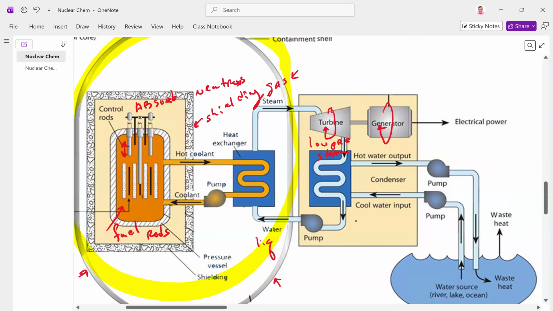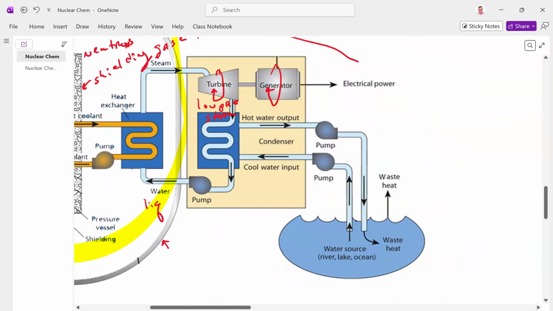So this part is like the coal-fired plant. The heat source is different with nuclear power. And then you need to have a water source. Now, the water source is for two reasons.